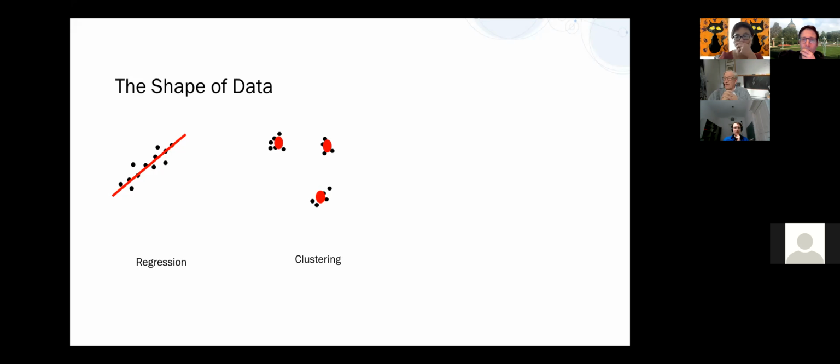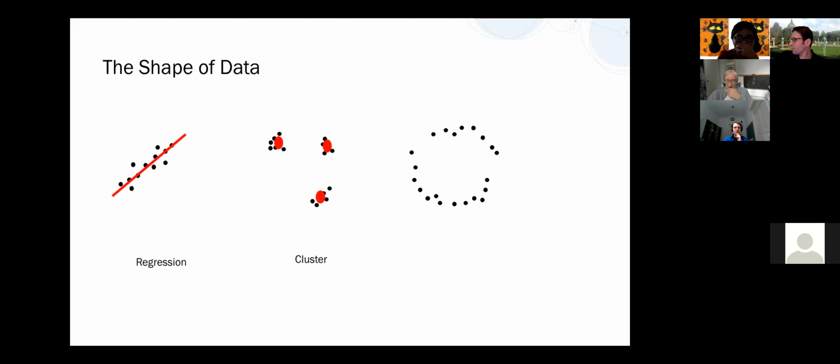The shape is not a straight line. It's instead 3 discrete points. You might not think of that as a shape, but it certainly is. And so clustering we can think of in a meta sense as approximating a data set by a discrete set of points, just like before we approximated the data by a line.